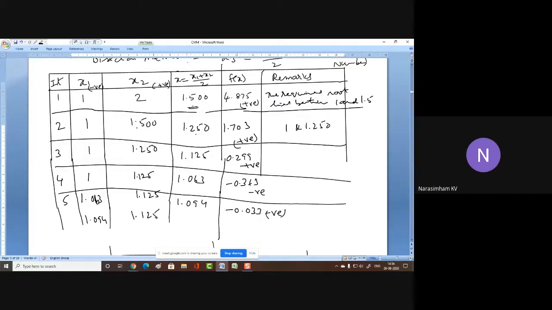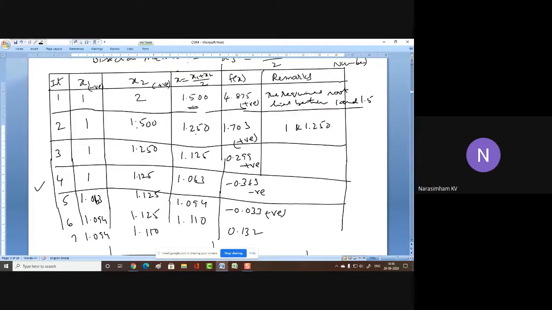1.094 and 1.125 is nothing but 1.110. Now substitute this value in the function. You will get 0.132. So now positive, write the x value in positive column. Now the second value is 1.094. Again find the mean of these two. So repeat the same procedure until x is repeated. Then stop the procedure. But usually in our examinations, find up to the 4th iteration. No need to find all the iterations, don't worry.